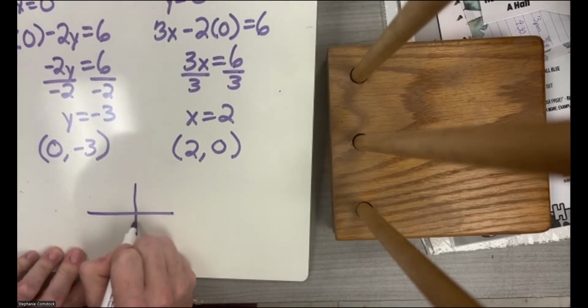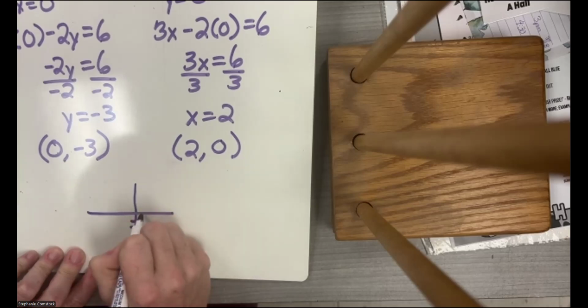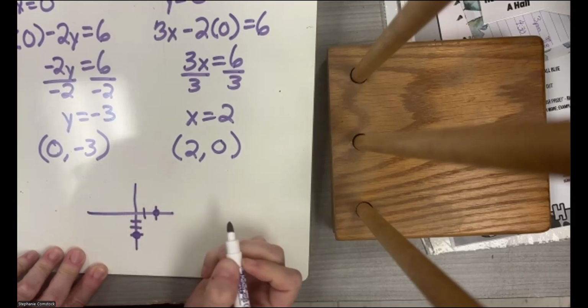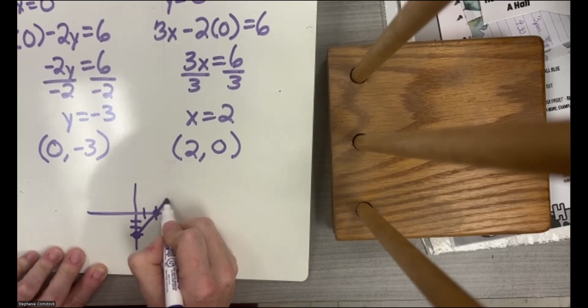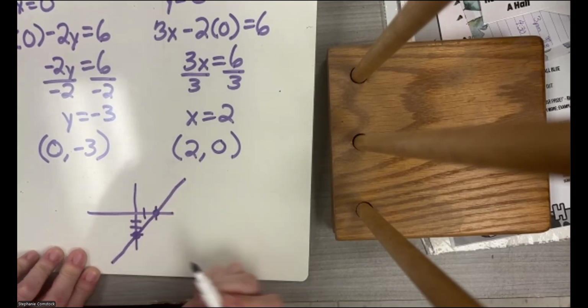Now, putting that onto a grid space, I'm going to have 0, negative 3, so it's a dot right there. Then 2, 0, so that's there. And then we're going to connect them.